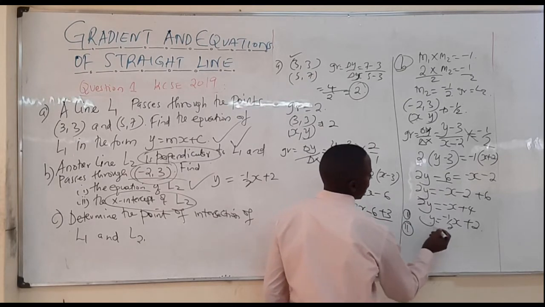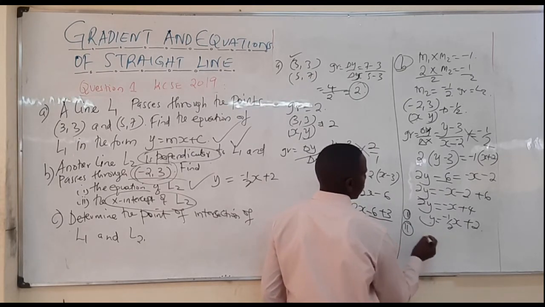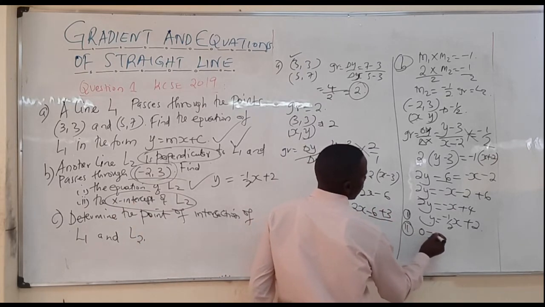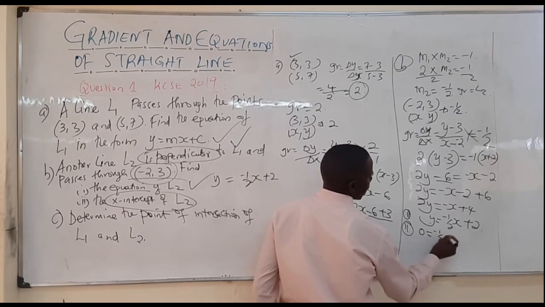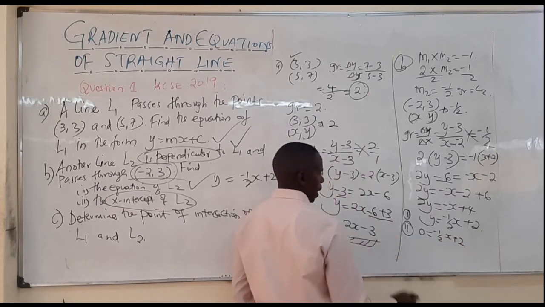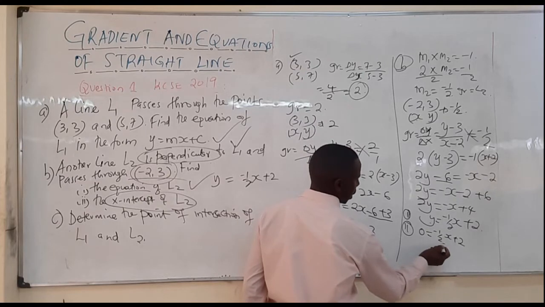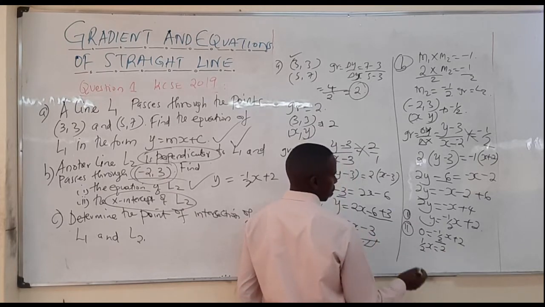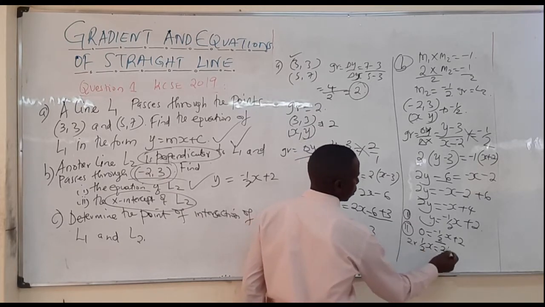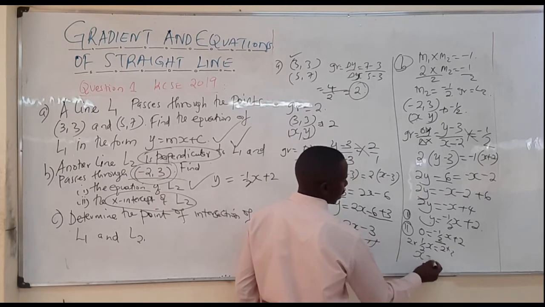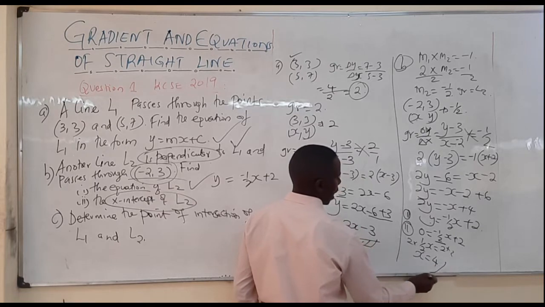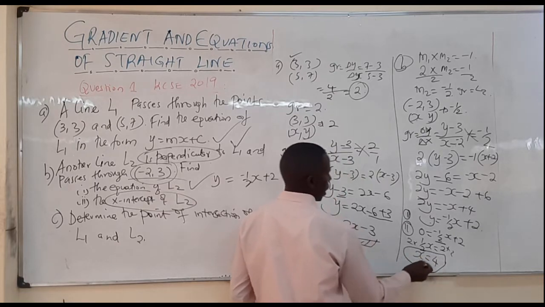We replace y with 0, because at the x-intercept y is 0. So 0 is equal to -1/2 x + 2, and we take the -1/2 x to the other side. We have 1/2 x is equal to 2, and of course multiply by 2 on both sides to remove the half. x is equal to 4. So that is our x-intercept: x = 4.